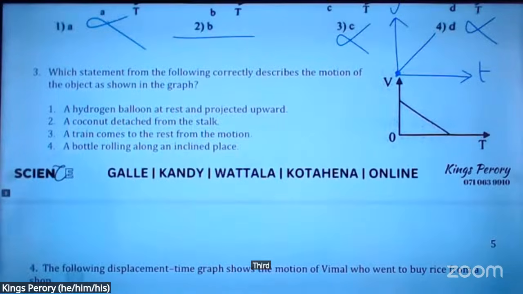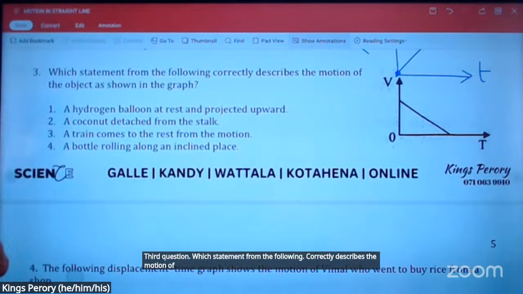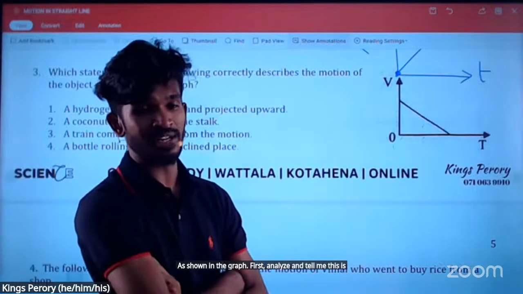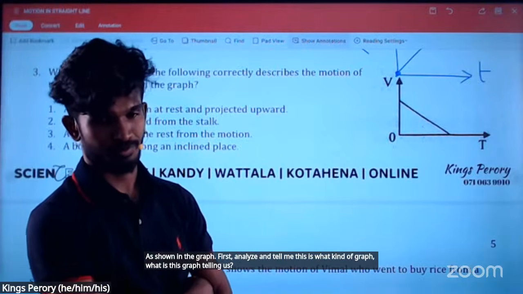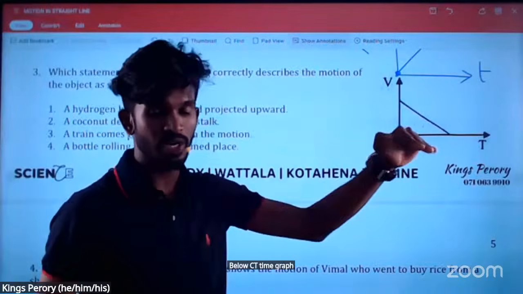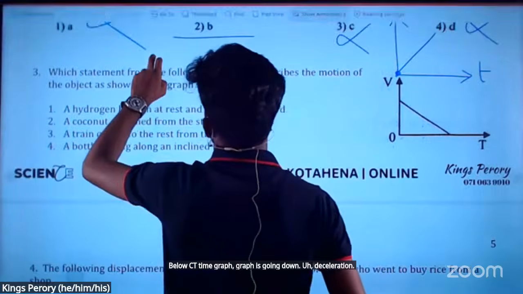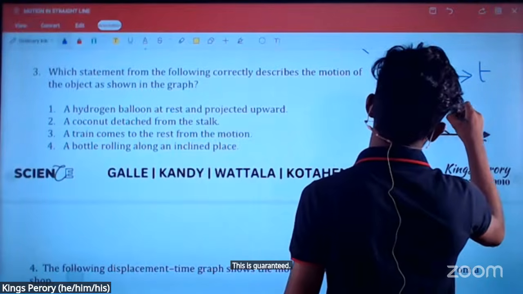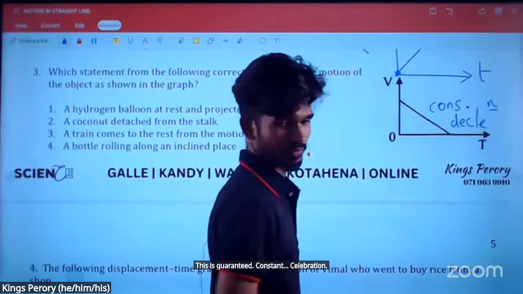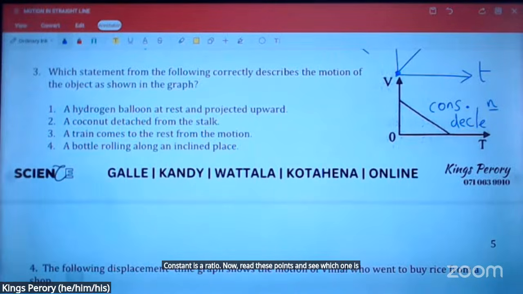Third question. Which statement from the following correctly describes the motion of the object as shown in the graph? First analyze and tell me, what kind of graph is this? What is this graph telling us? Velocity time graph. Graph is going down. This is guaranteed constant deceleration. Now read these points and see which one is constant deceleration.